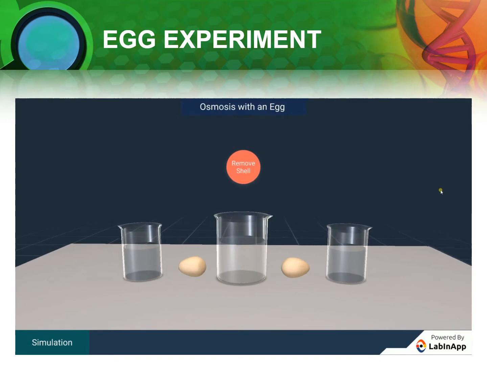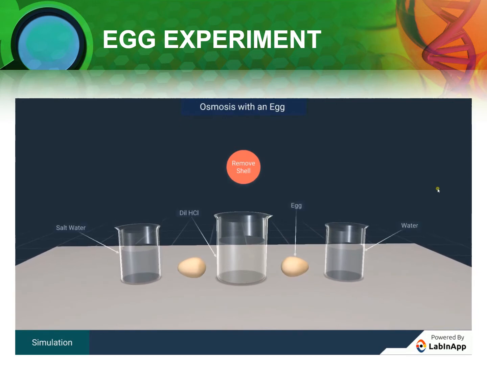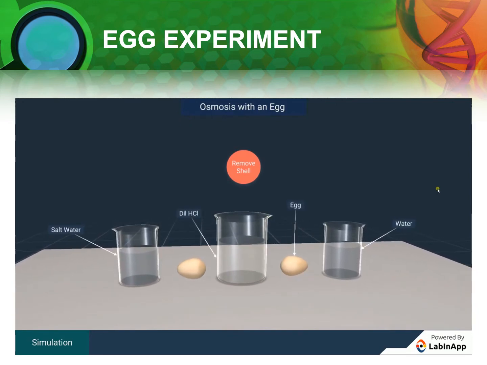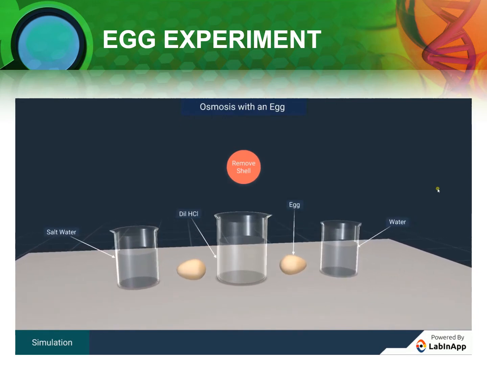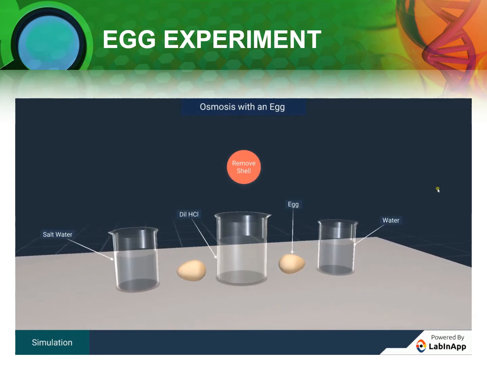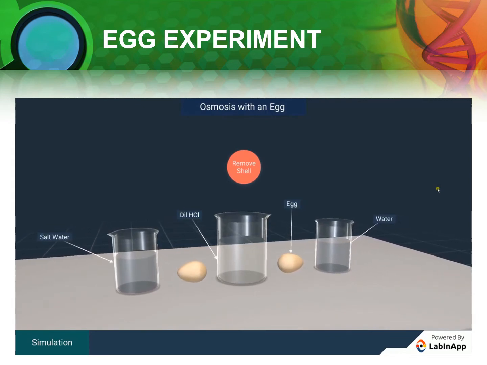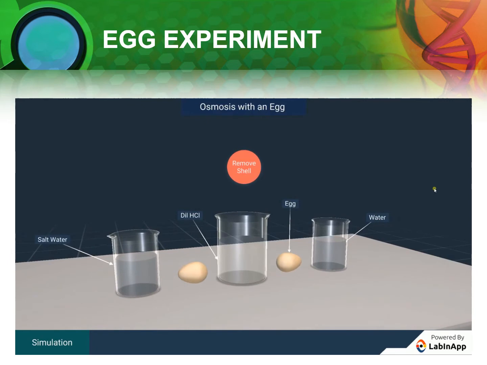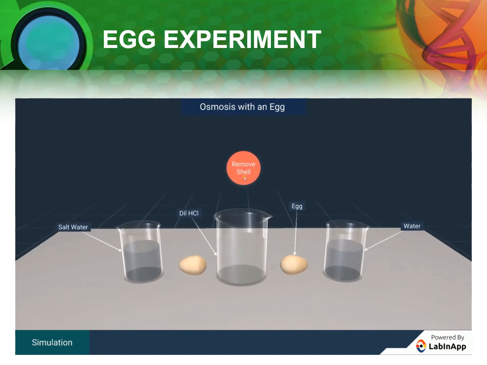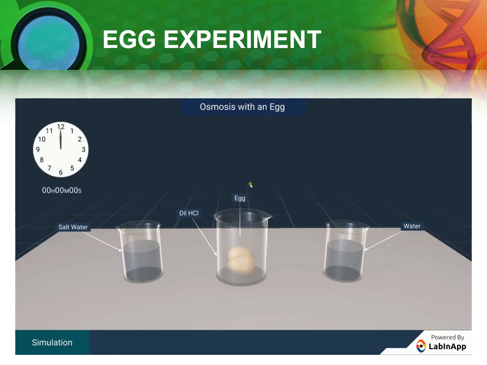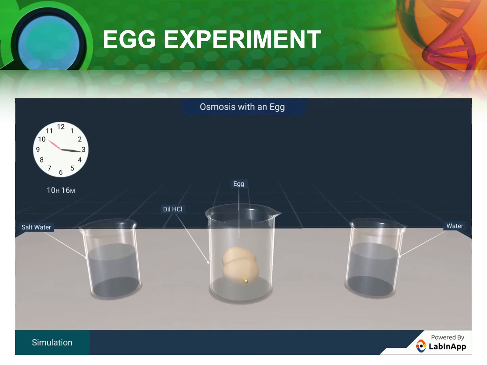Here we have 2 eggs and 3 beakers filled with dilute hydrochloric acid, concentrated salt water and water respectively. Deshell the eggs by dissolving them in dilute hydrochloric acid and wait for few days. Now, immerse one deshelled egg in water and the other in concentrated salt solution. Leave the beakers undisturbed for some time and observe.